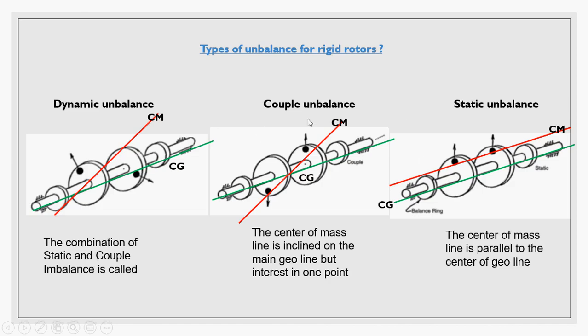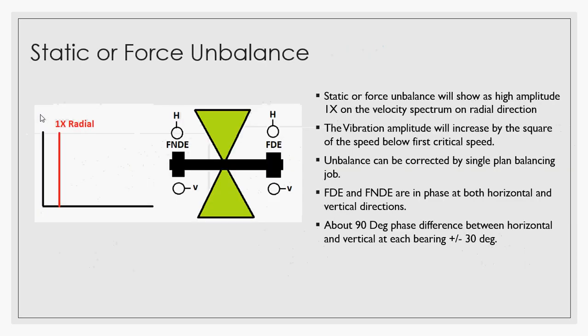In couple imbalance, the center of mass is not parallel to the center of geometry; it's inclined on the center of geometry, but they intersect at one point. Dynamic imbalance is a combination of couple imbalance and static imbalance. The center of mass is not parallel, and it also does not intersect with the center of geometry, and this is what we call dynamic imbalance.